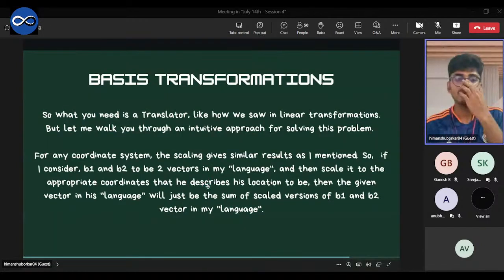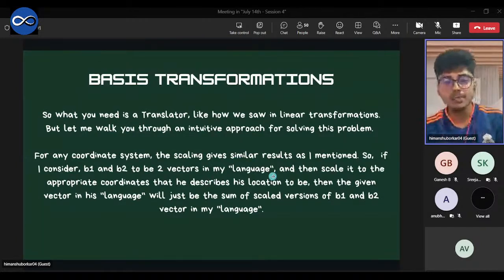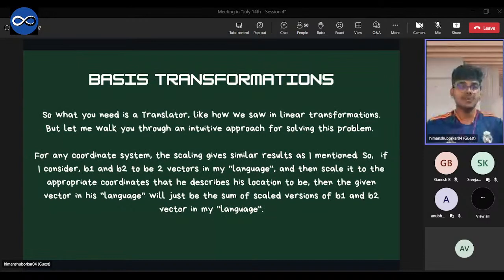So for a coordinate system, again, we consider b1 and b2 as the two vectors, and these b1 and b2 are the vectors in my language or your language, let's say. Again, I'll use this word language often to sort of give you a perspective, and it makes it easy to understand.